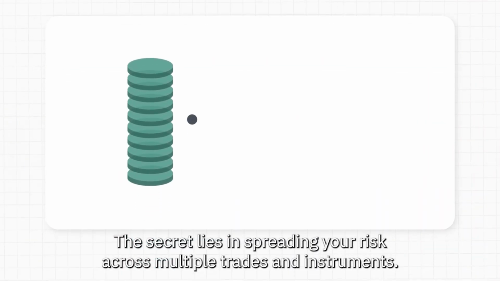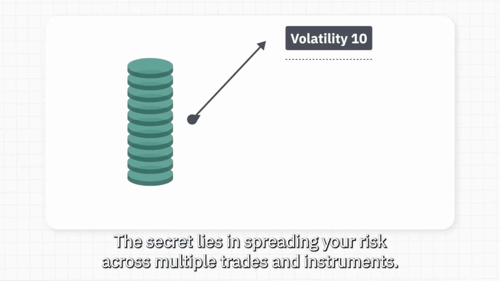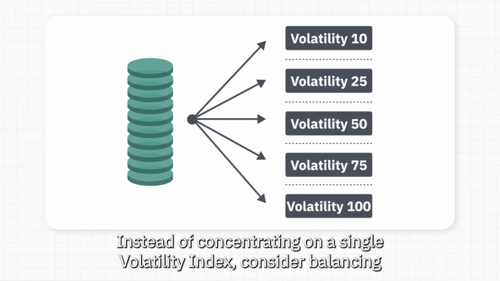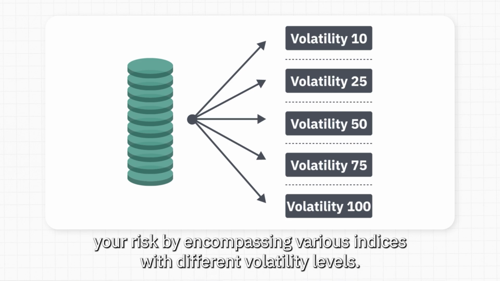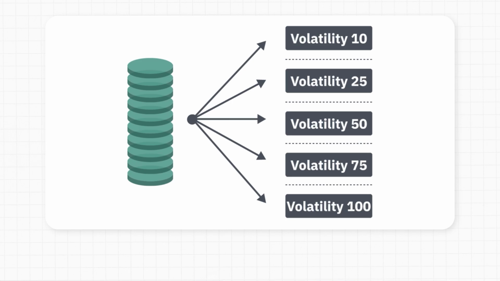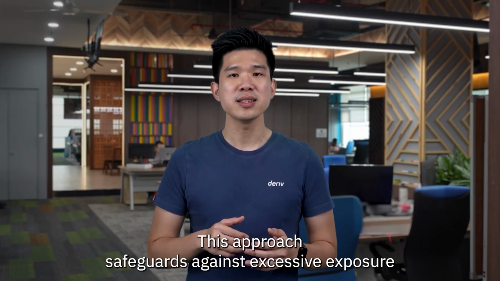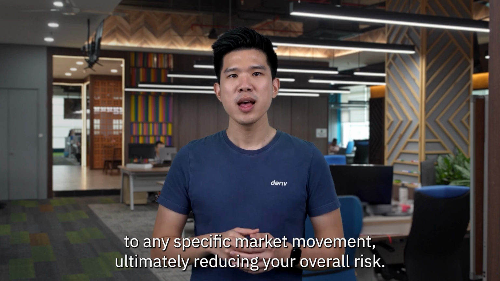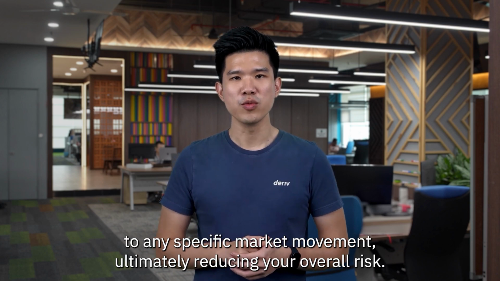The secret lies in spreading your risk across multiple trades and instruments. Instead of concentrating on a single volatility index, consider balancing your risk by encompassing various indices with different volatility levels. This approach safeguards against excessive exposure to any specific market movement, ultimately reducing your overall risk.